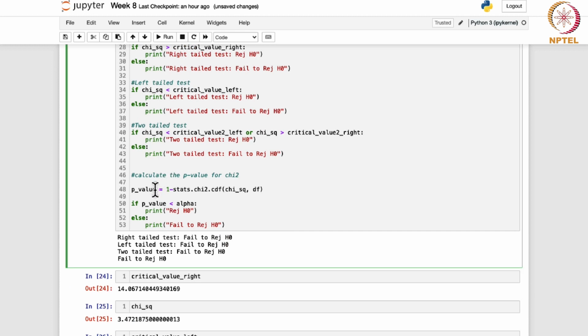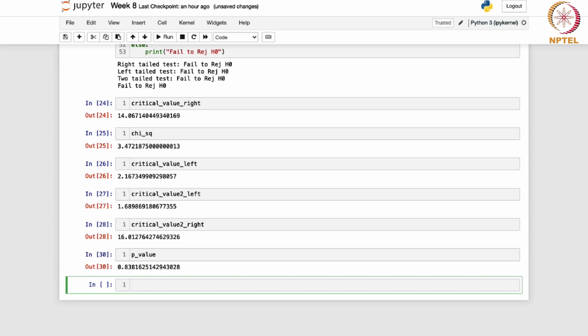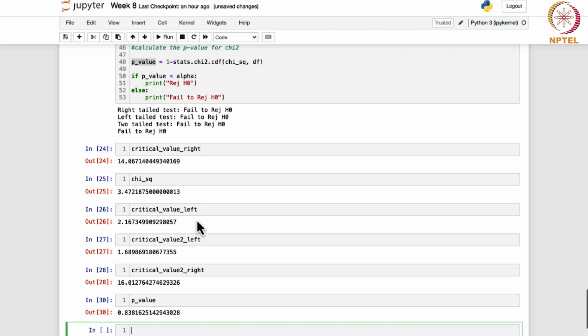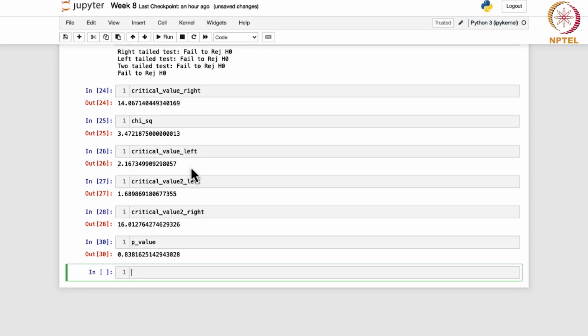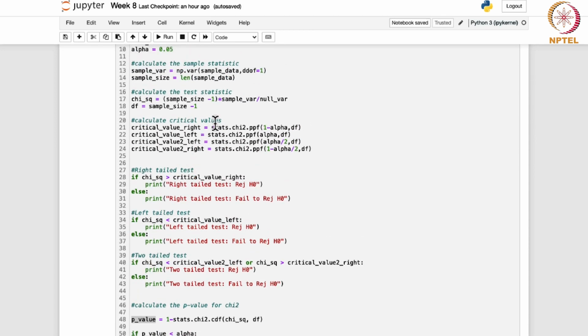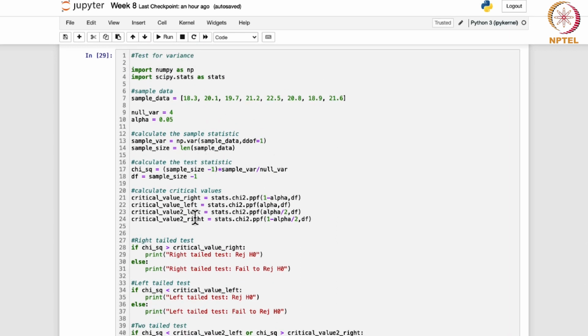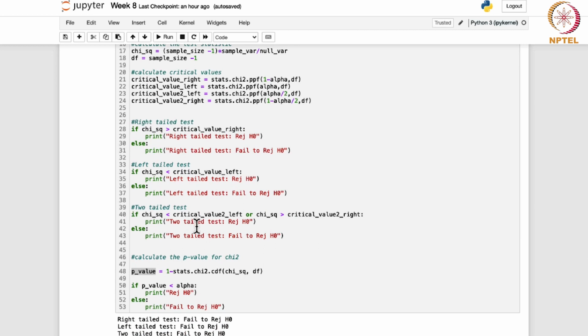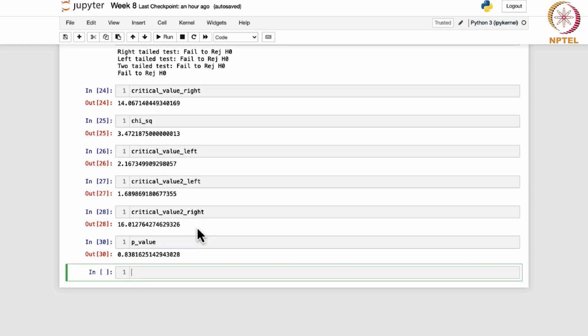So let us look at what the p-value is here. It is 0.83. Yeah, so you can see that the p-value is greater than your alpha value, that is 0.05. So that is why you fail to reject the null hypothesis, and you would conclude that, depending upon whether it is a right tail or left tail, you can find out the value. So we are done with the test for variance also.